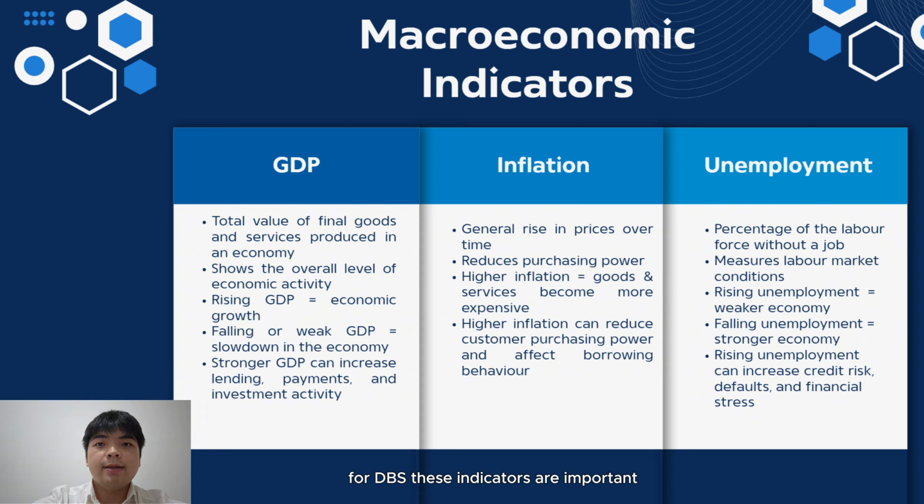For DBS, these indicators are important because they can directly affect lending, payments, customer affordability, and credit risk. Stronger GDP can increase lending and investment activity. Higher inflation can reduce purchasing power and affect borrowing behavior, while rising unemployment can increase defaults and financial stress.